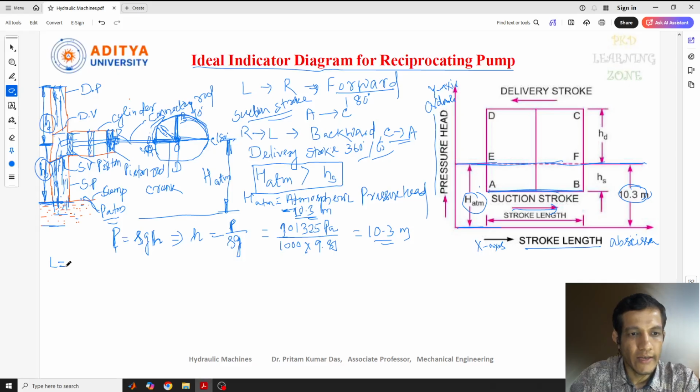So here we need to consider L. L is nothing but the length of the stroke. Stroke of what? The length of the piston stroke, you can say.